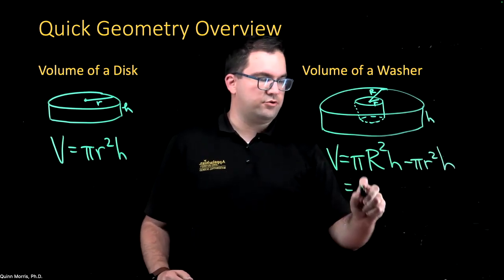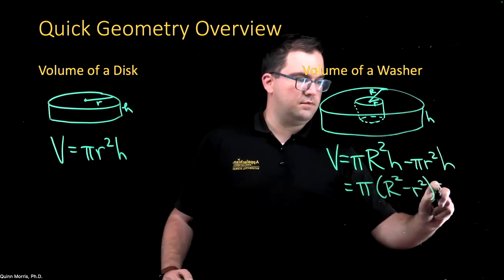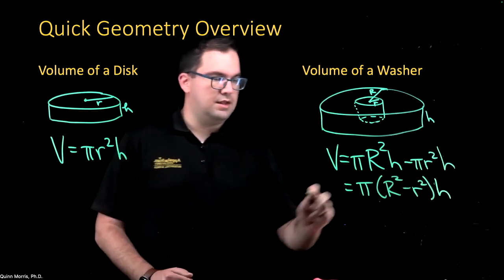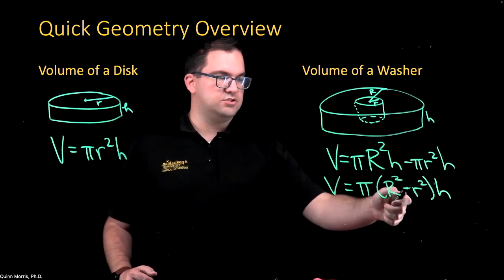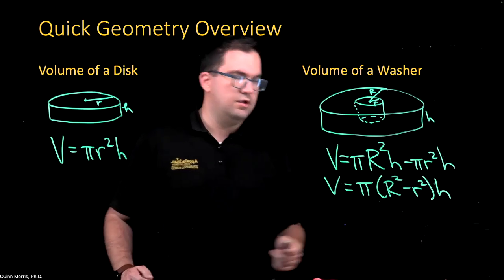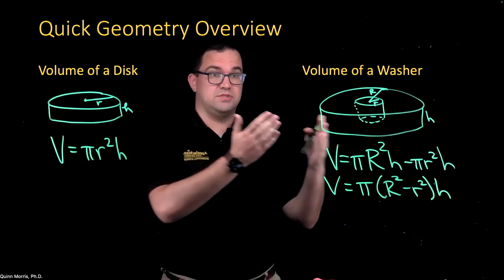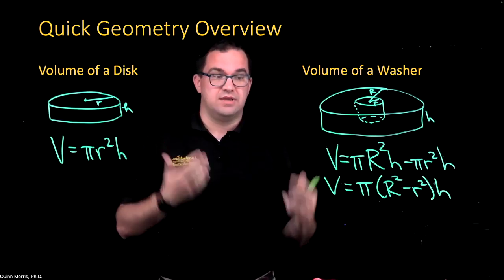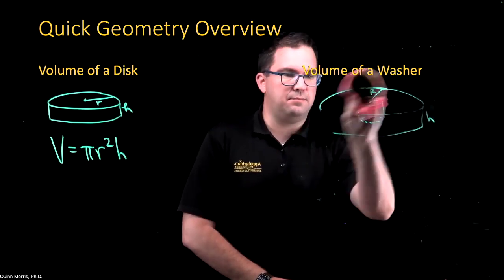And so if I factor a pi out front and an h out to the end, then I get the volume of this washer being pi times big radius squared minus small radius squared, or sometimes we say outside radius squared minus inside radius squared, times the height. Okay. So it's nice because we can find volumes of these little shapes, which are the cross sections. And if we add them all up or integrate them, then that should give us the overall volume. All right. So let's take a look at a couple of examples to get started.